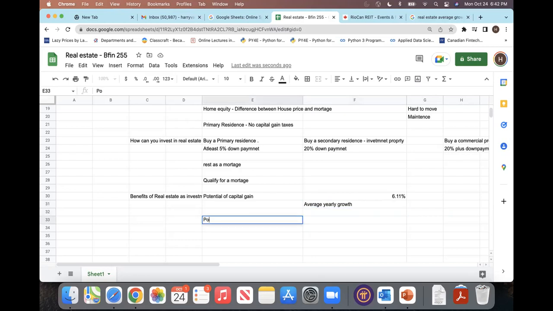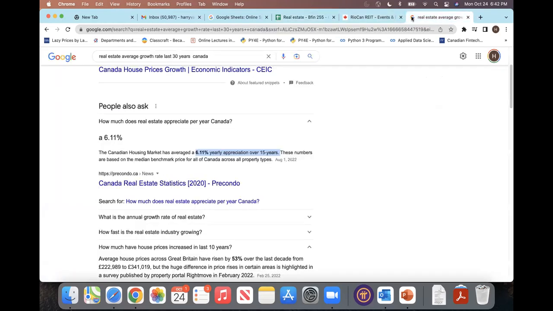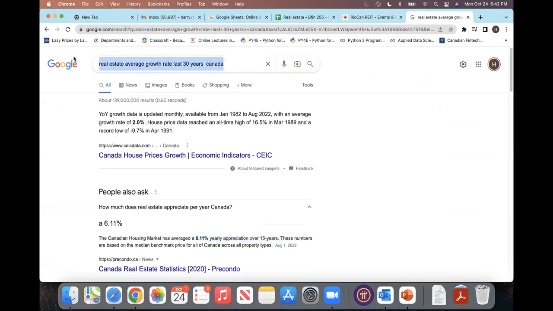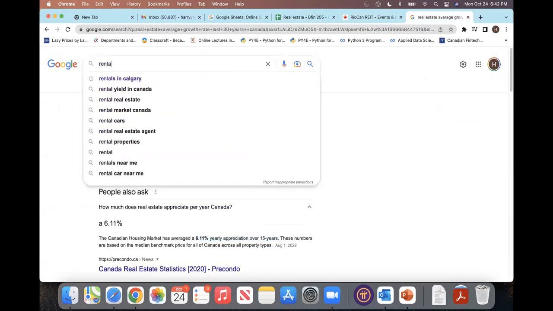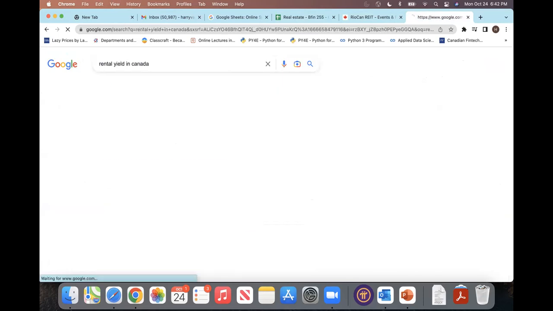Also, there is potential for rental income. So, rental income in Canada, you can check it out. I'll explain rental yields also. So, always Google and keep track of rental yields in Canada.